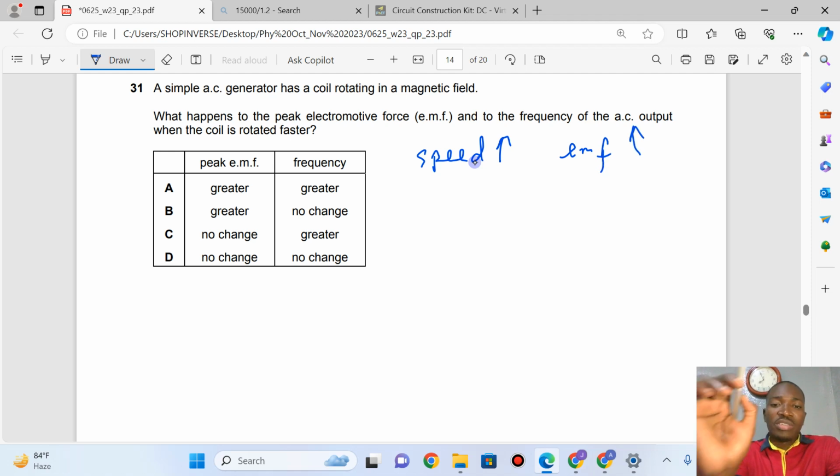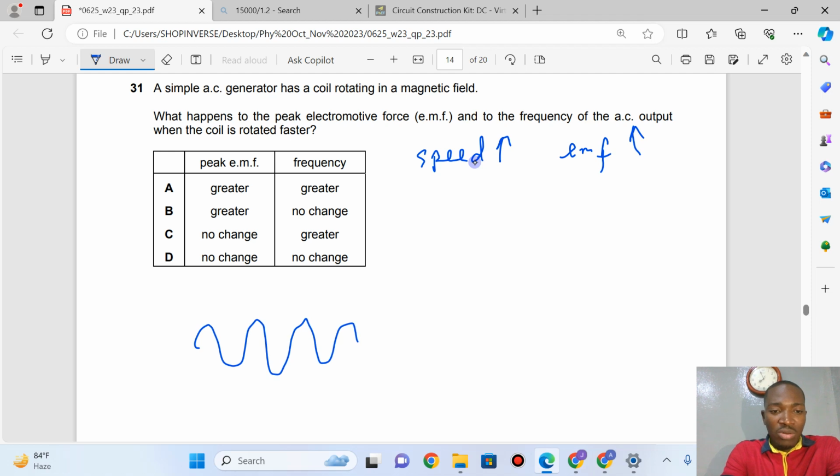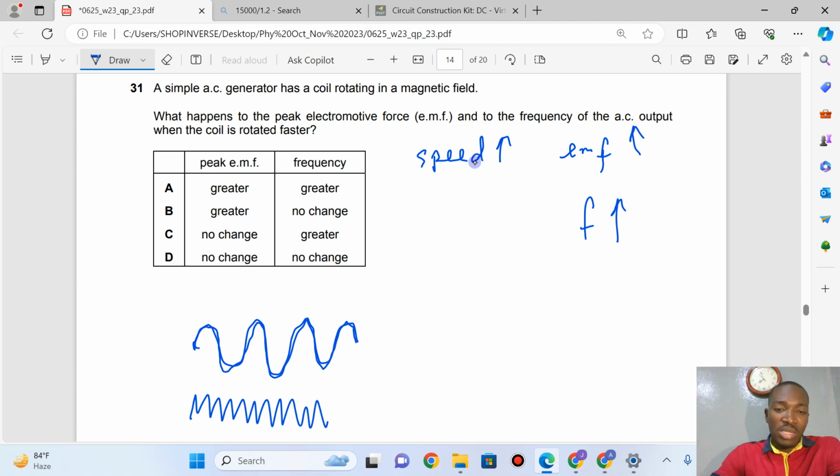Now let's talk about frequency. Frequency is the number of cycles produced in 1 second. These cycles of oscillation are produced by the rotation of the coil. So if you are increasing the speed, it simply means more cycles will be produced in 1 second. Hence, the frequency will also increase. So the peak EMF will be greater and the frequency will be greater. That makes A the correct answer to question 31. We go straight to question number 32.